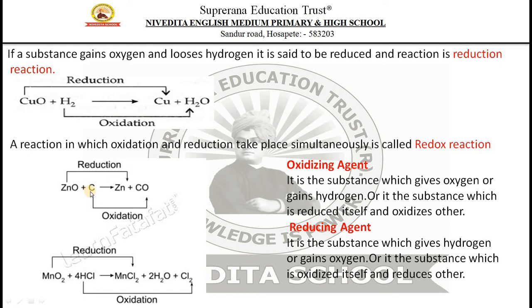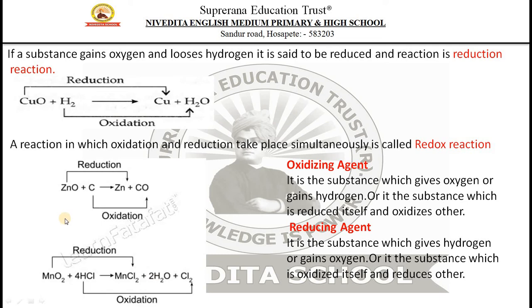As you can see there, zinc oxide and carbon. So carbon reacts with zinc oxide here. The zinc oxide gets reduced because it loses oxygen, and carbon gains oxygen, so it gets oxidized. Fine. So again, the reducing agent gives hydrogen and gains oxygen, exactly the reverse. Oxidizing agents give oxygen and gain hydrogen, whereas reducing agents give hydrogen and gain oxygen. So these are examples of reducing agents here.